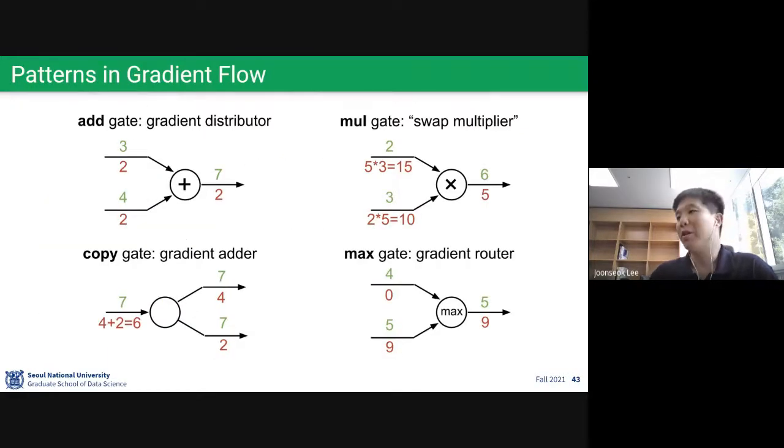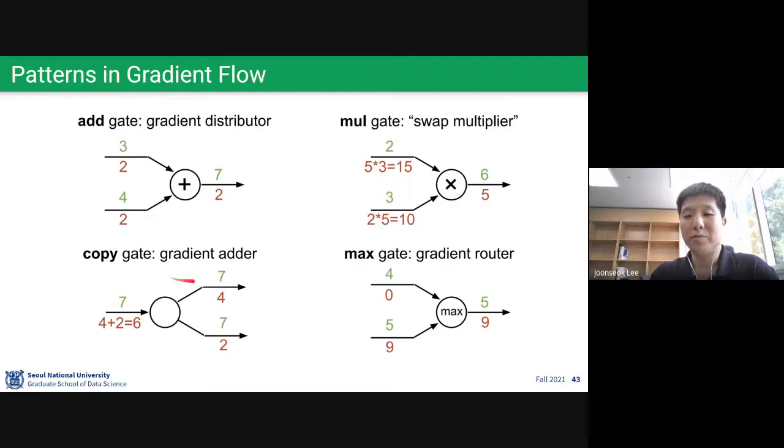And this is the summary, which we can discover in the gradient flow. When we have an addition gate, the gradient is distributed, as we just have seen previously. And for multiplication, it is a swap multiplier. This 5 is multiplied with 2, which is the input value on the other edge. And here it is multiplied with 3, because 3 was the input from the other edge to this node. So it is called a swap multiplier.